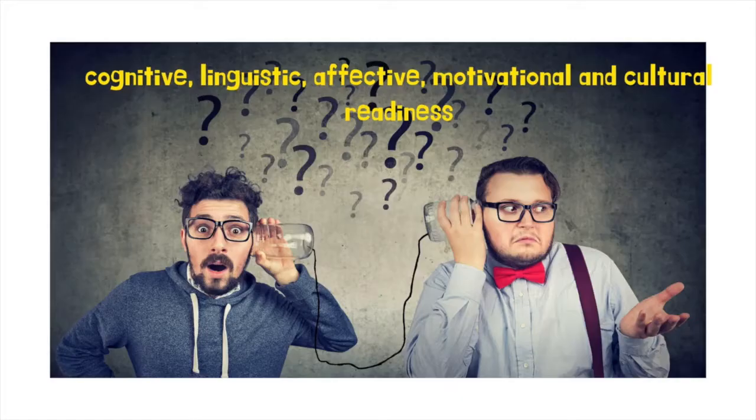Cal, in his article, A Sociocognitive Perspective in Second Language Classroom Willingness to Communicate, says that classroom WTC embraces 5 forms of readiness to contribute to communication, that is cognitive, linguistic, affective, motivational, and cultural readiness.